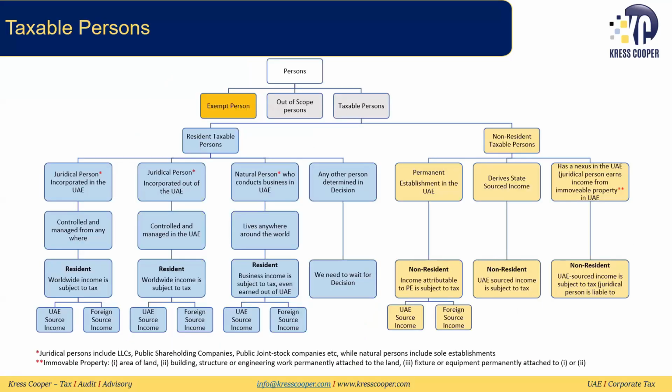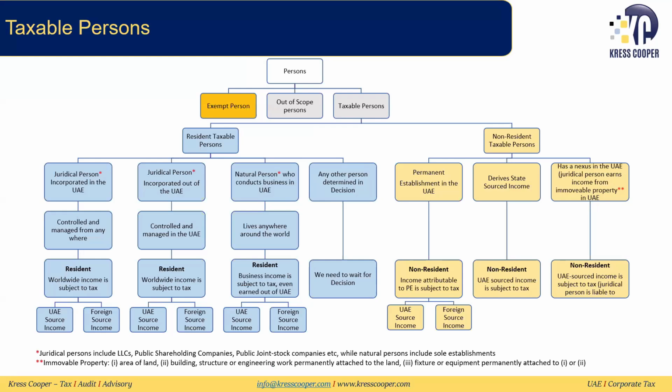If we look at the larger picture, we said that exempt persons are there, out of scope person, taxable person. Taxable persons are of two kinds, resident taxable person or non-resident taxable person. Now, resident taxable person, if it is a juridical person who is incorporated in the UAE, then wherever they are controlled and managed from, they will be resident for UAE tax purposes, and their worldwide income, the UAE source income and the foreign source income, both will be subject to tax here in the UAE.